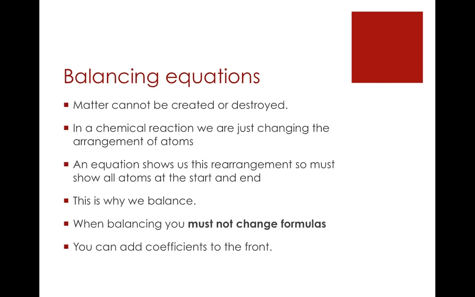Then we've got to balance it. Now when we're balancing, we remember that we can't create or destroy matter. We also can't perform alchemy, changing one type of atom into another. What we do is we change how they're arranged. So we've got to have the same number of each type of atom on the left and the right of the equation. You're not allowed to change the formulas that you've just very carefully written. The only thing you can do when you're balancing equations is add coefficients to the front.